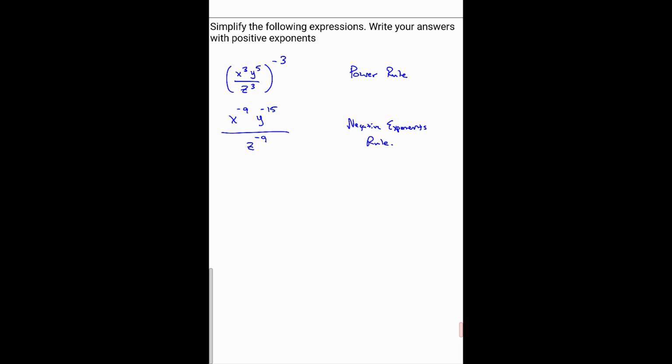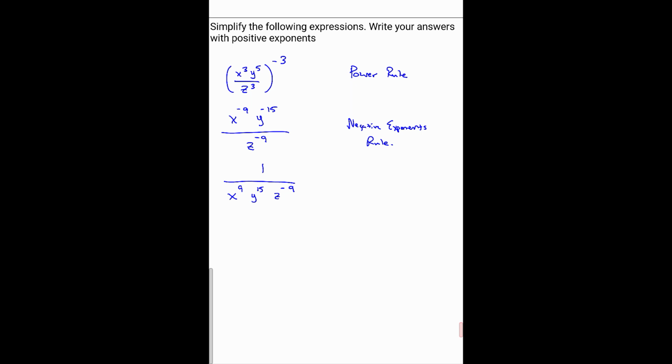Okay. Now, to utilize the negative exponents rule means that you're going to be bringing stuff across that fraction bar. When you bring it across the fraction bar, then the sign of the exponent will change. So basically, if we bring the stuff on the top down to the bottom, that means all we have is a 1 on the top, and on the bottom we'd have x to the 9th, y to the 15th, and we still have that z to the negative 9 on the bottom.